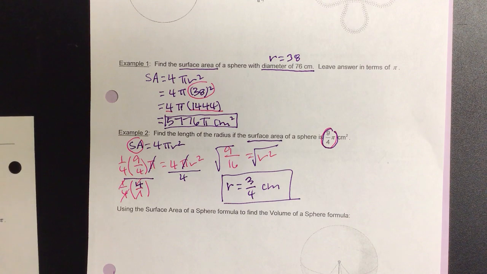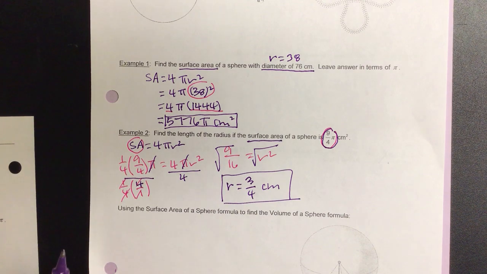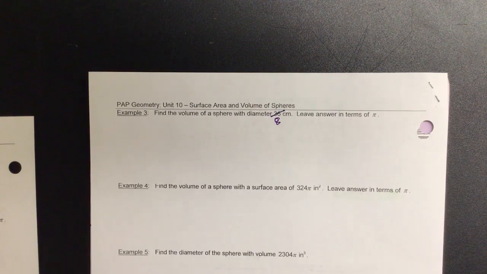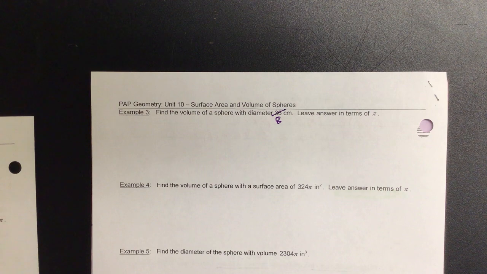Okay, let's go on to the back. Okay, on the back, I want to modify something. Example number 3 has a messy number. Let's go ahead and replace that with number 8.